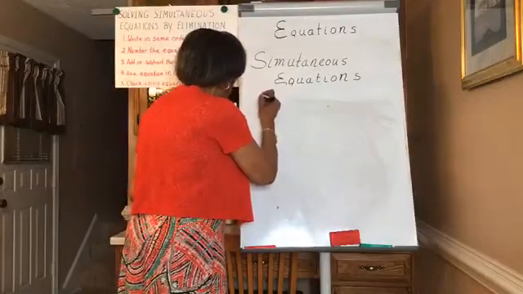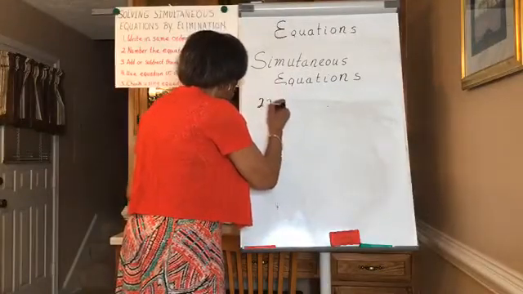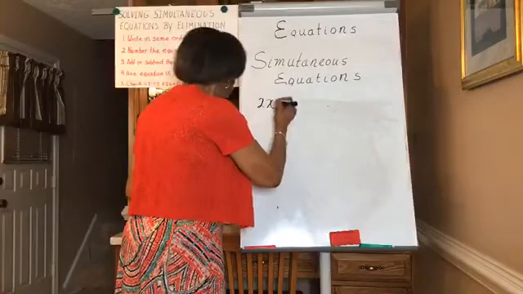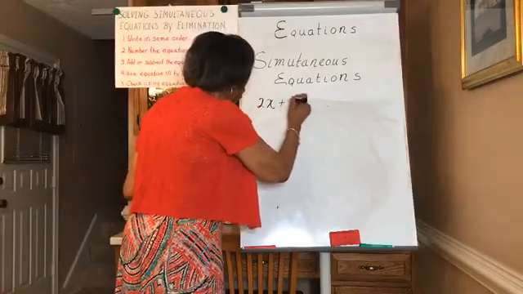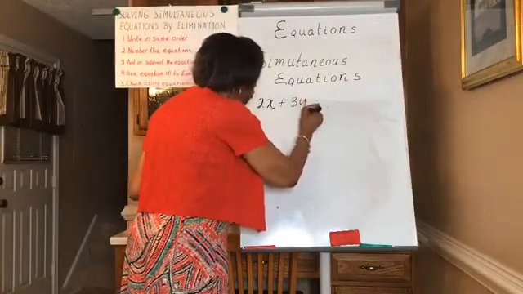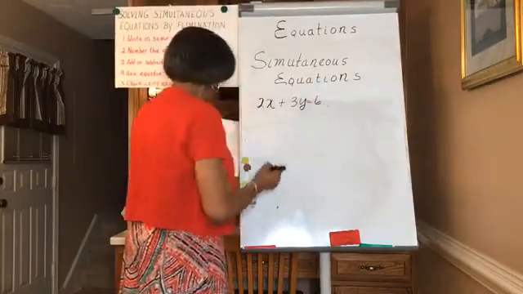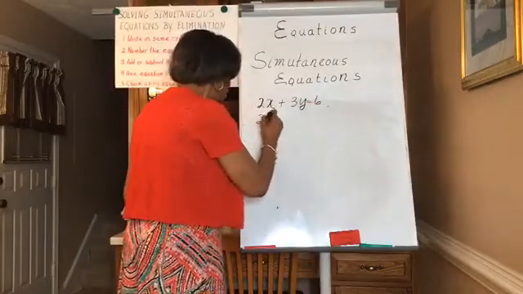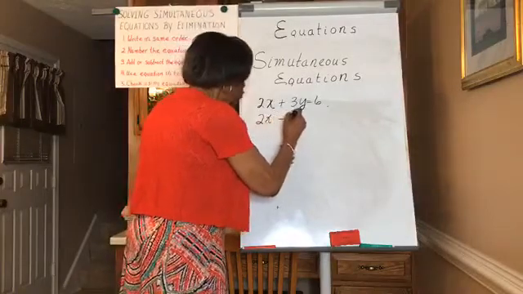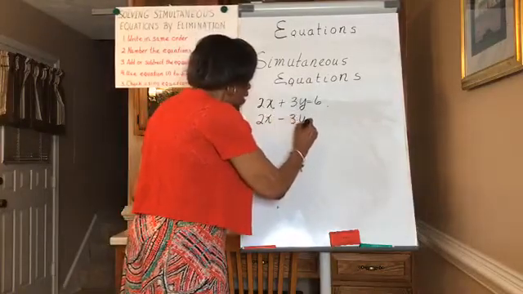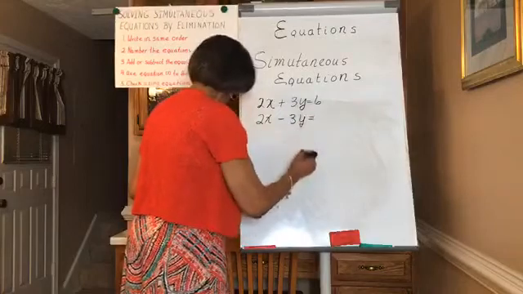So the next equation is 2x plus 3y equals 6. And the other equation is 2x minus 3y equals 6.